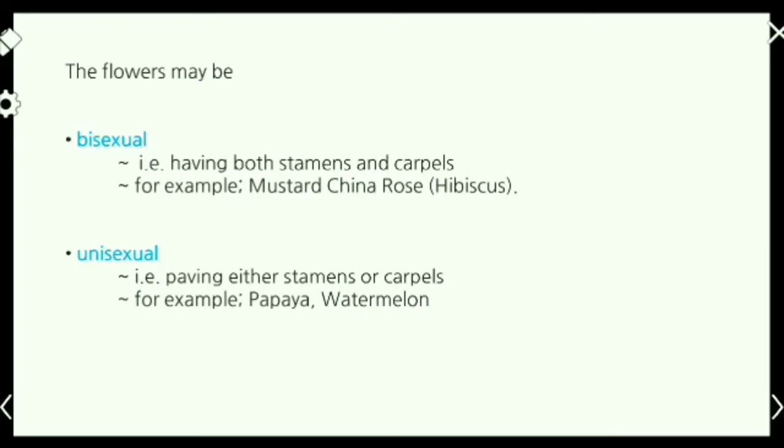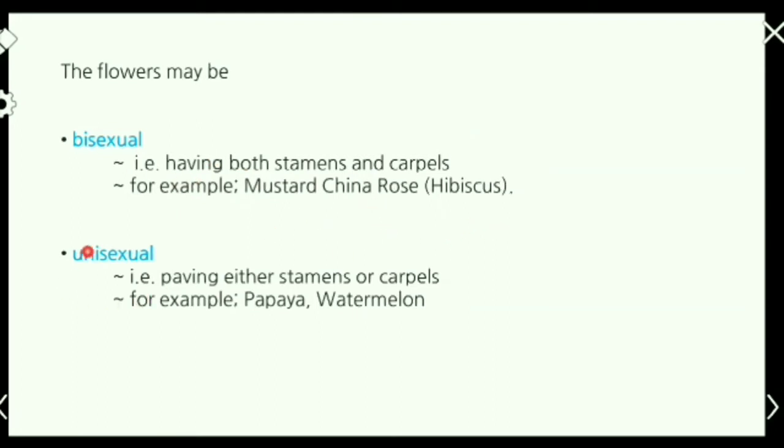Flowers can be bisexual and unisexual. Bisexual flowers have both stamens and carpels, for example, mustard and China rose. Unisexual flowers possess either stamens or carpels, for example, papaya and watermelon.